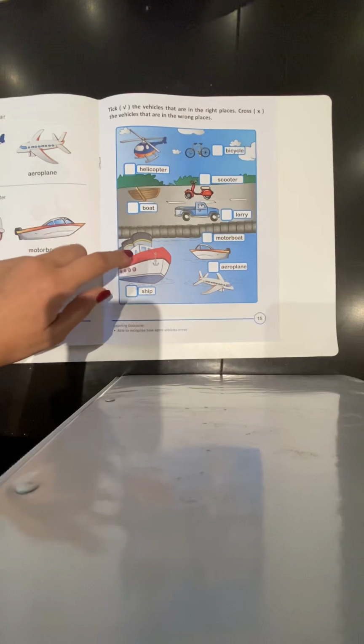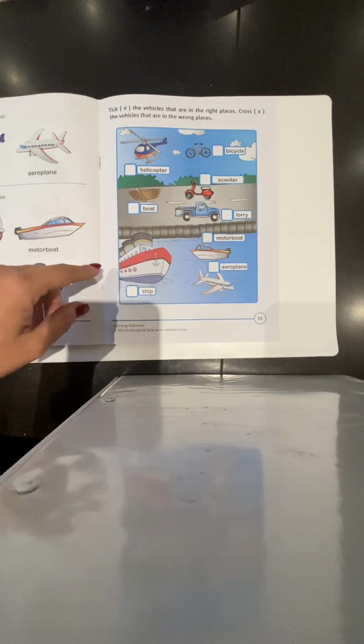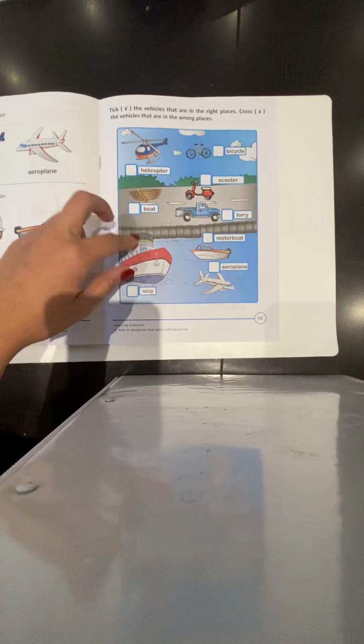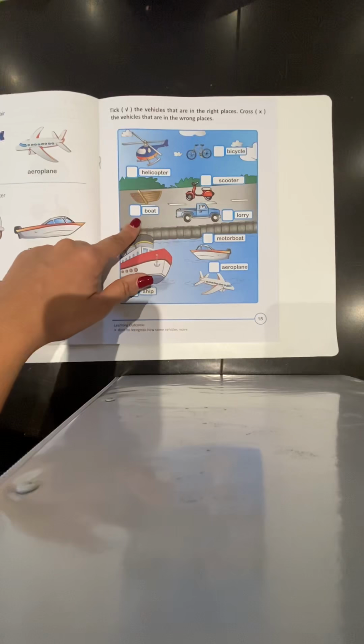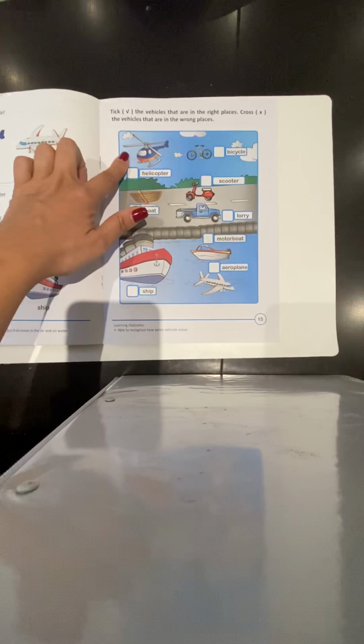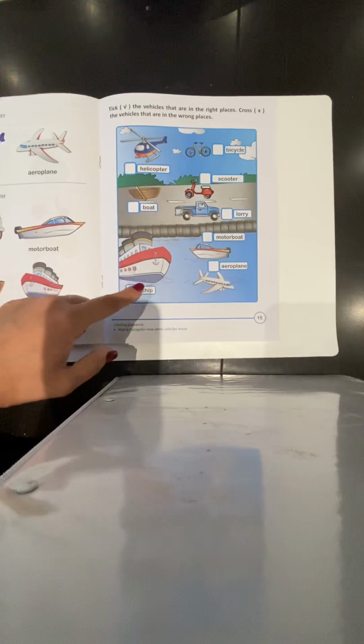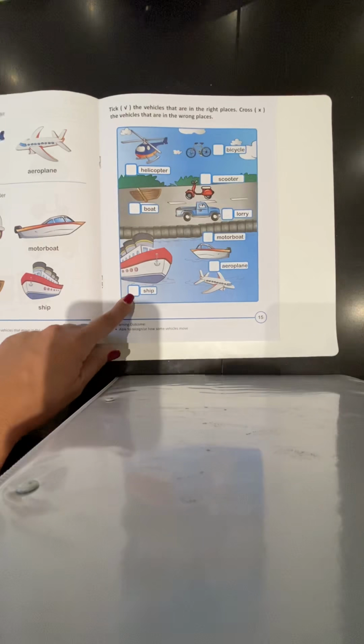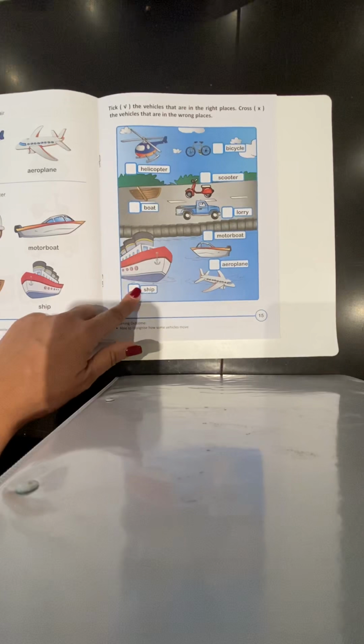Now the last thing I have here is a ship. The ship is inside the water. Can you see a ship on land or in the air? Of course not. So the ship is in the right place, which is the water. So what we're going to make here is a tick.